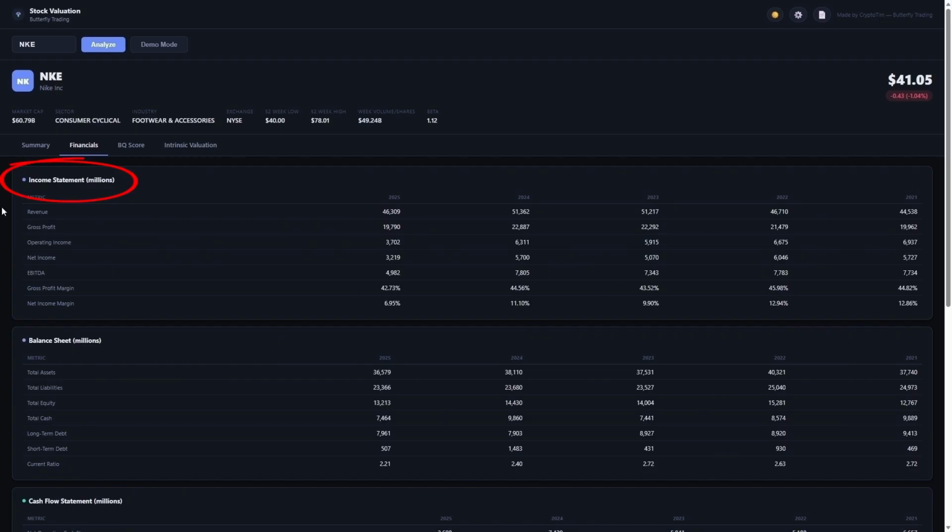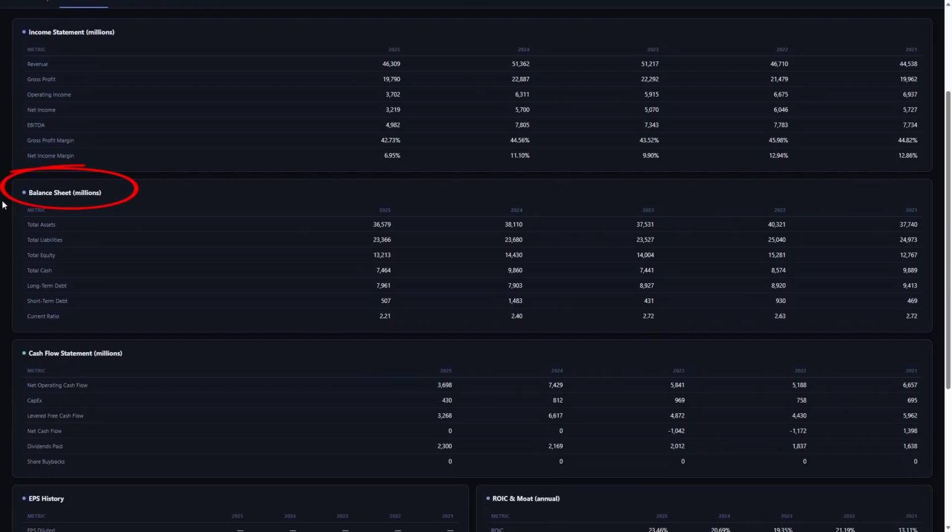Here at the top we have the income statement: revenue, gross profits, operating income, net income, EBITDA. So it's quite easy to see the 5-year trend across each row instantly. Next we have the balance sheet. This shows you the total assets, liabilities, equity, cash, debt.